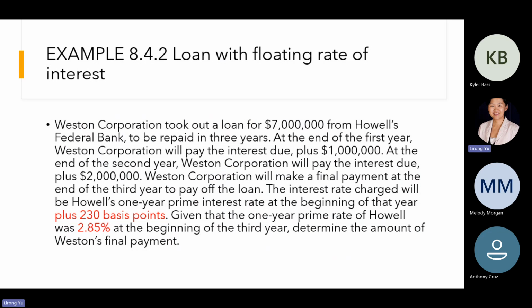Here's another example on floating rate. We have a different payment each year. Suppose this is a loan for 7 million. At the end of the first year, the company wants to pay the interest plus 1 million of the principal. At the end of the second year, the company wants to pay the interest due plus 2 million of principal. So we're reducing the principal in the meantime. And then the final payment at the end of the third year is to pay off the entire loan. So let's see how we determine the payments here.